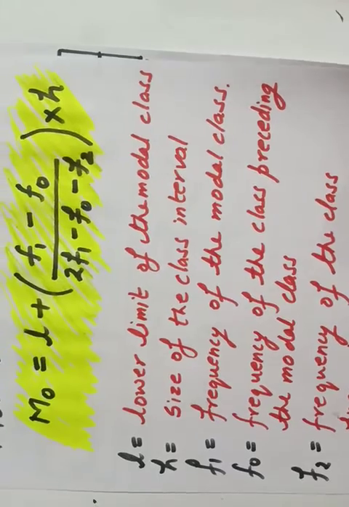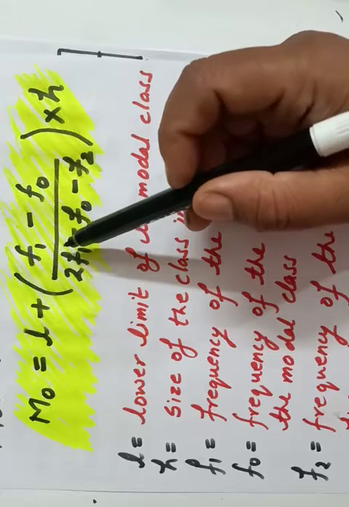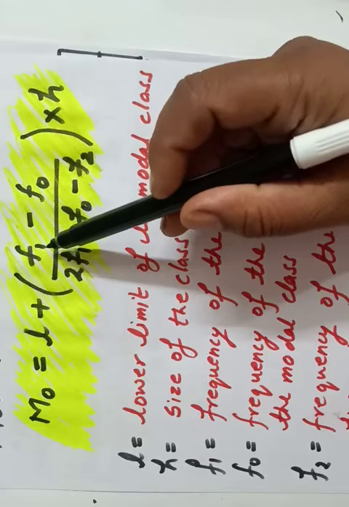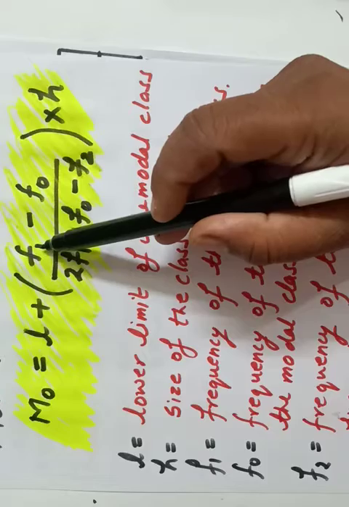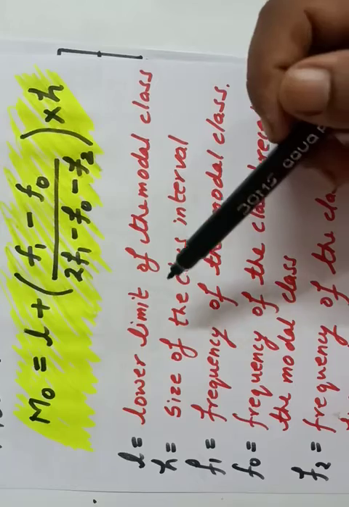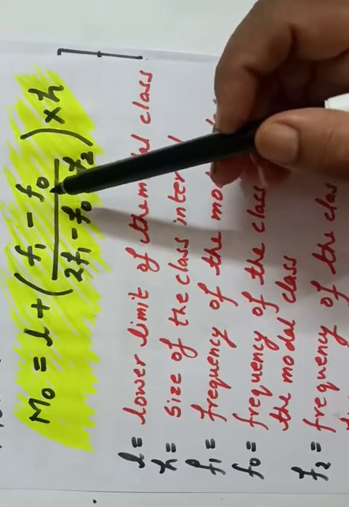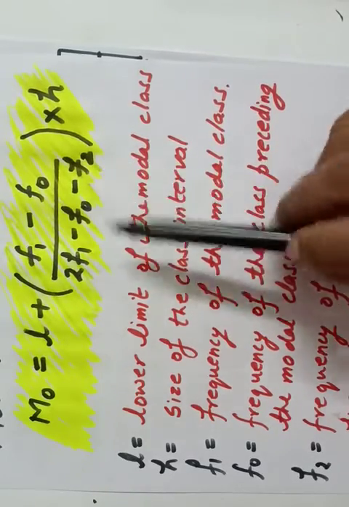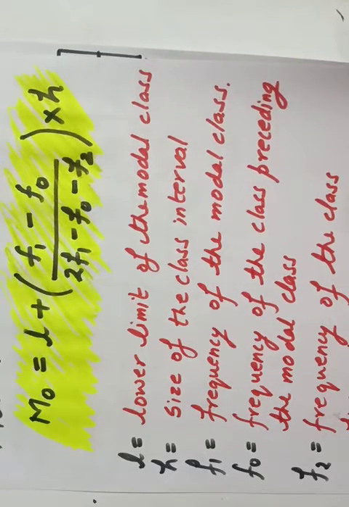Now come to f1. Here it is denoted by f1. In some books it is denoted by fk or fl, whatever, it hardly matters regarding the variable. Whether it is f1 or fk, it is the frequency of the modal class. I will explain it through the example also. And what is f0? f0 is the frequency of the previous class, and f2 is the frequency of the successive class. We will understand by the example also.